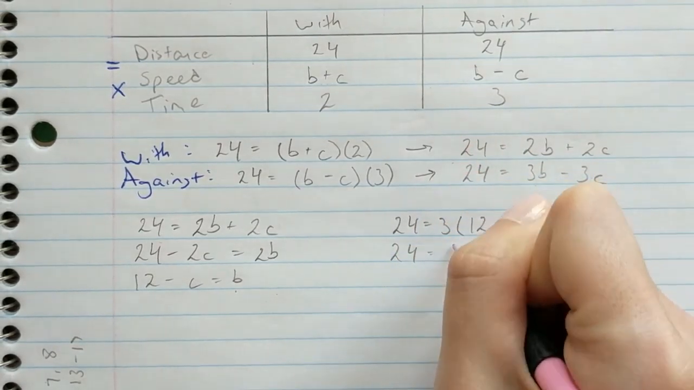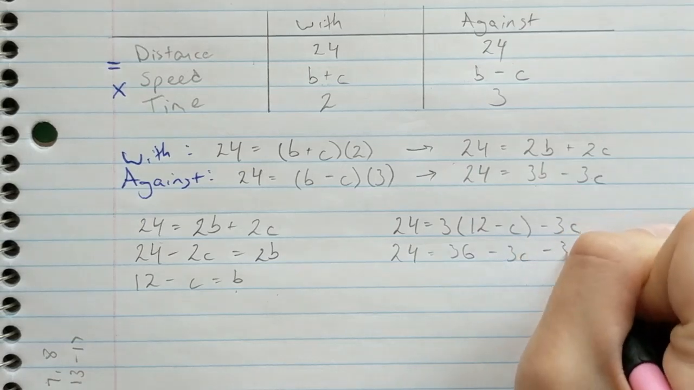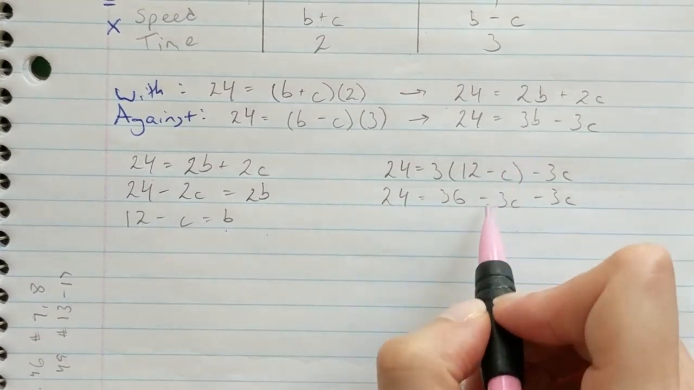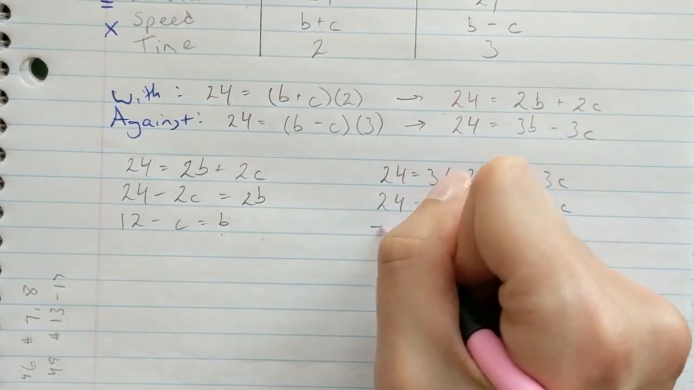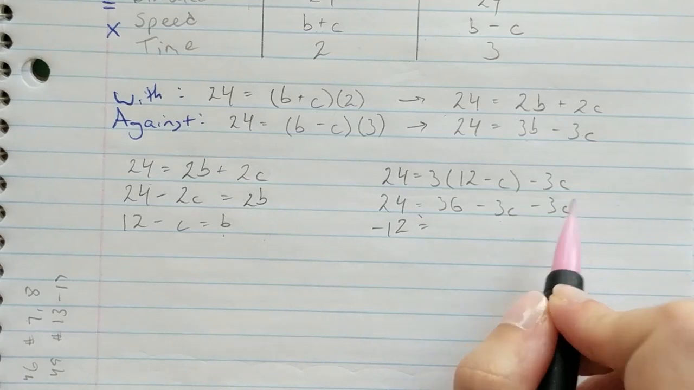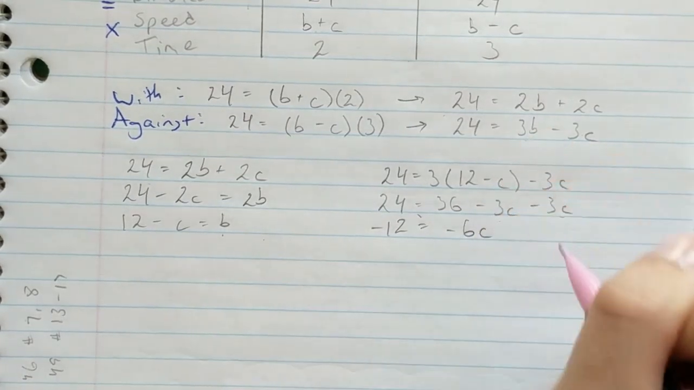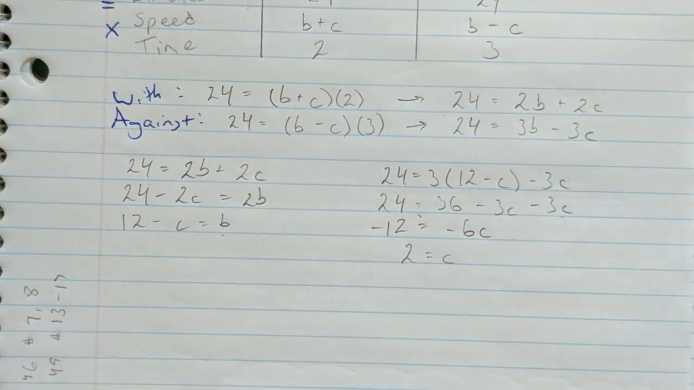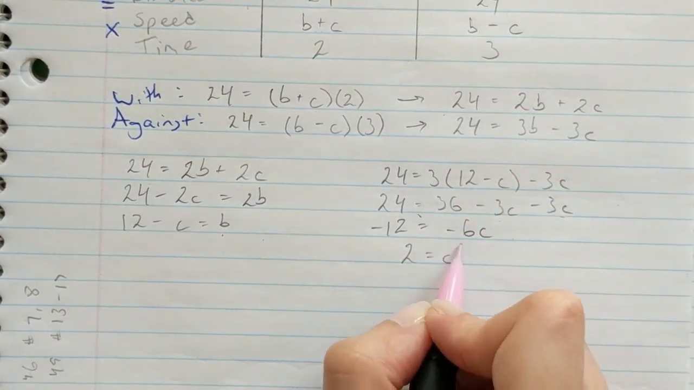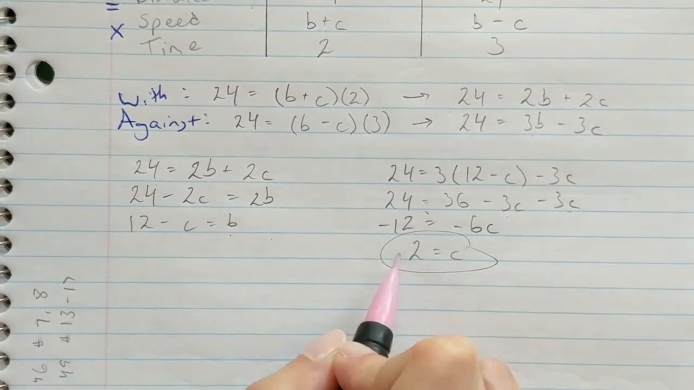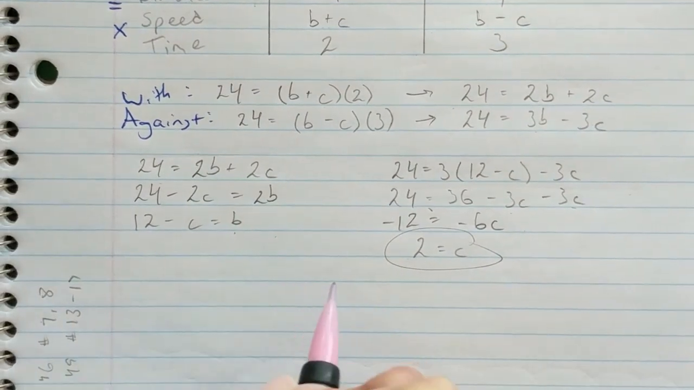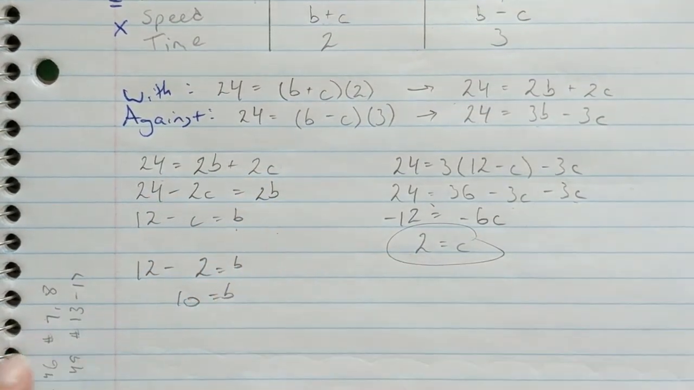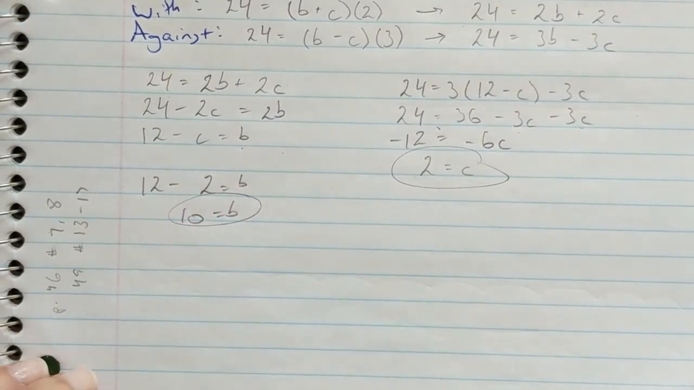Expand. I'm going to move my 36 over. That gives me negative 12. And I combine these like terms to be negative 6C. Divide both sides by negative 6. I get 2 is equal to C. It's moving at 2 kilometers an hour. I then substitute this information back into my formula for B. B is equal to 10.